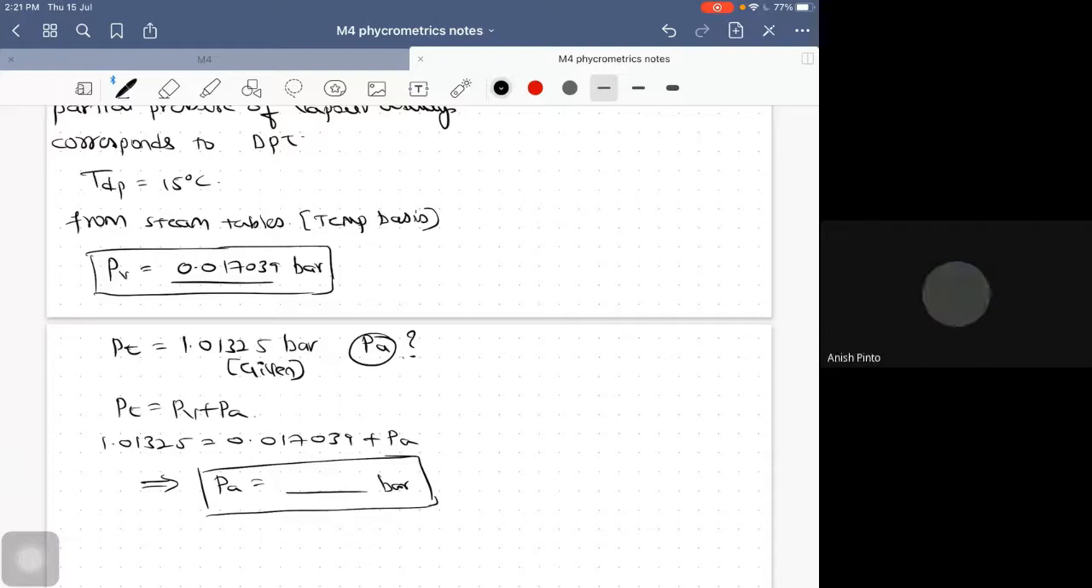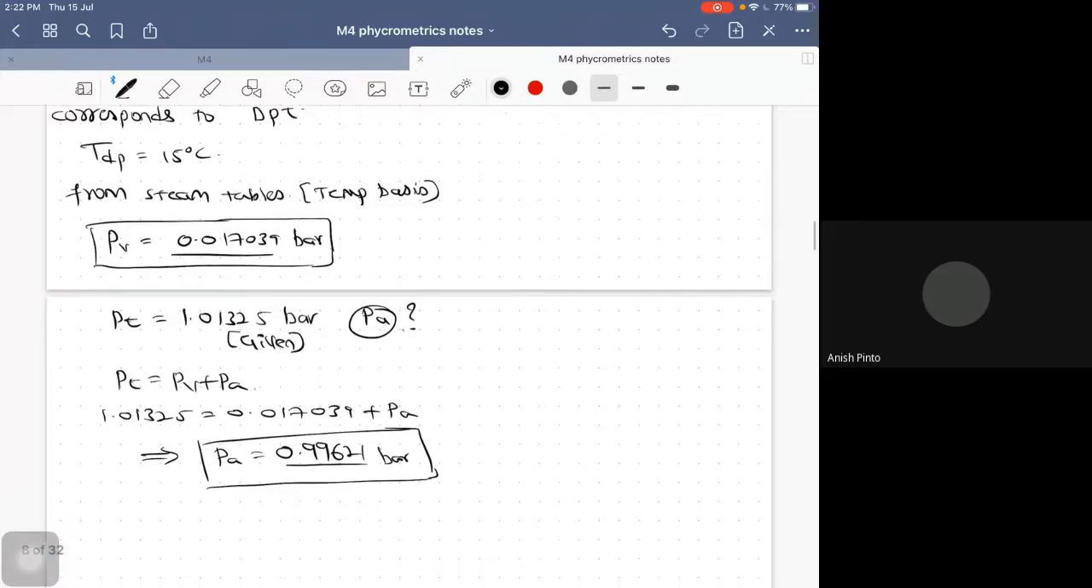0.996211. 0.99621. Is it right, Anish? Yes, sir. Okay, so this is how you calculate the partial pressures of the air as well as the water vapor. Next, what you are supposed to calculate is the specific humidity.